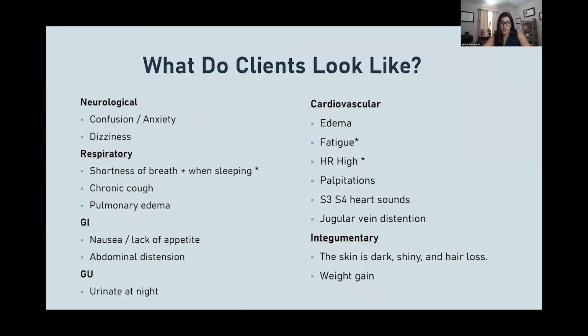They'll urinate at night a lot because of all that extra fluid. They want to pee it out. They could have abdominal distension. They'll have skin that is dark, shiny, and the hair is lost. Elevated heart rate, fatigue, all of these I mentioned already. So in general, these are the symptoms. But if you're trying to see if it's left or right, then right is for the rest of the body, left is for lung problems.